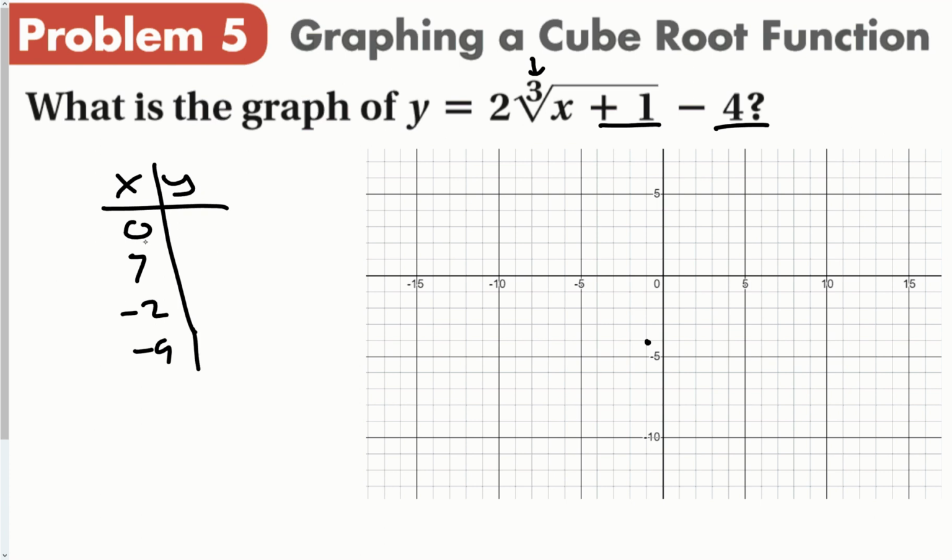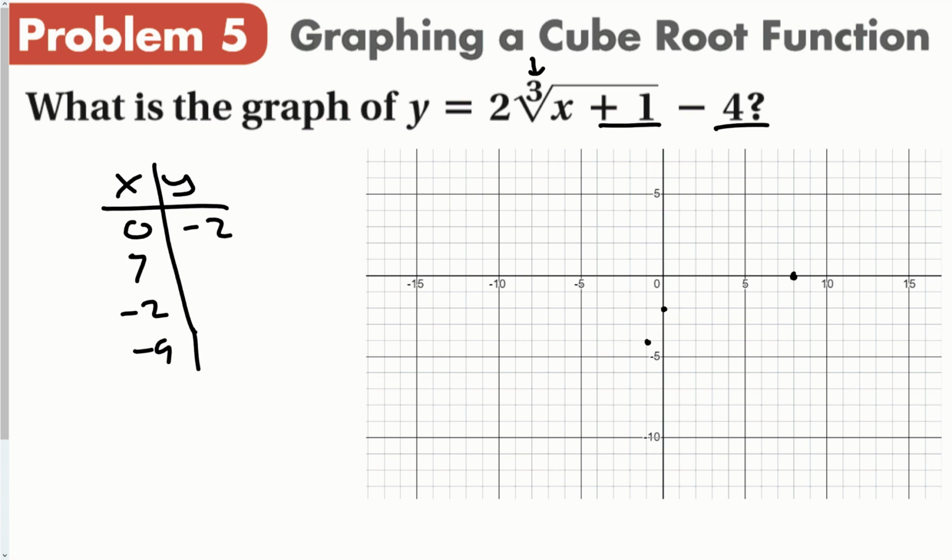But we can do something really cool if we just get these 2 right here. So let's plug in 0. 0 plus 1 is 1. Cube root of 1 is 1. Times 2 is 2. Minus 4 is -2. So we get -2. 7, that's 8. So cube root of 8 is 2, times 4 is 4. So that's 0. So 8, 0.